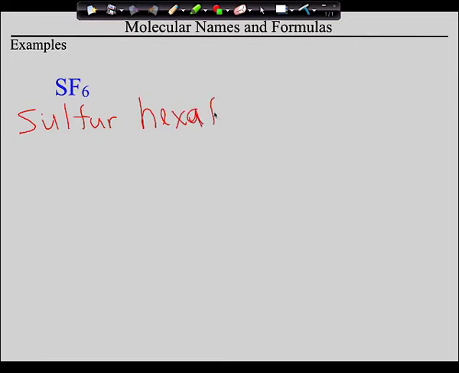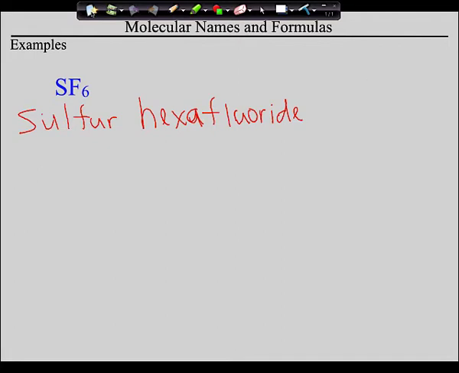Come on board. And then fluoride. And this would be what is called sulfur hexafluoride. Notice that it's 2 words, and we dropped fluorine and made it fluoride, and that's all there is to it. Can you stand it? Yeah. Not bad, huh?